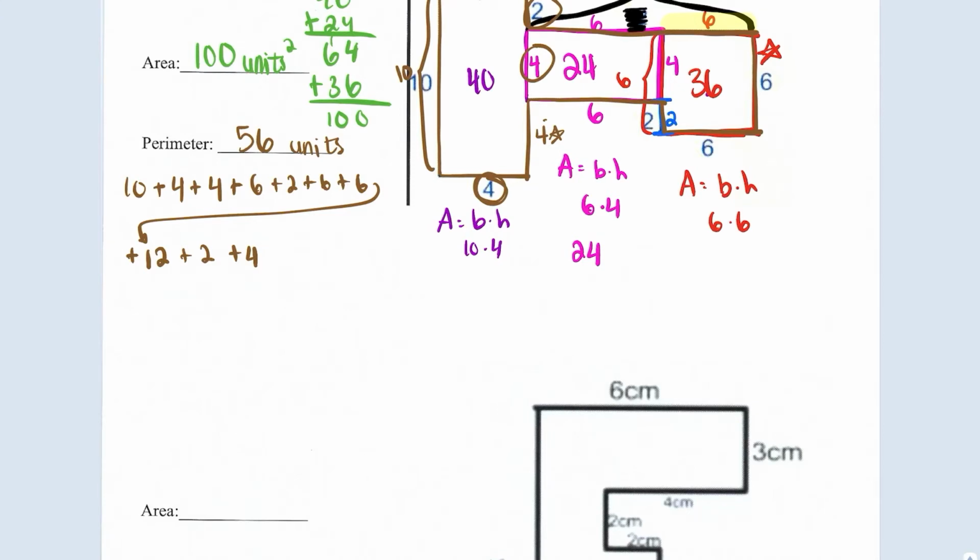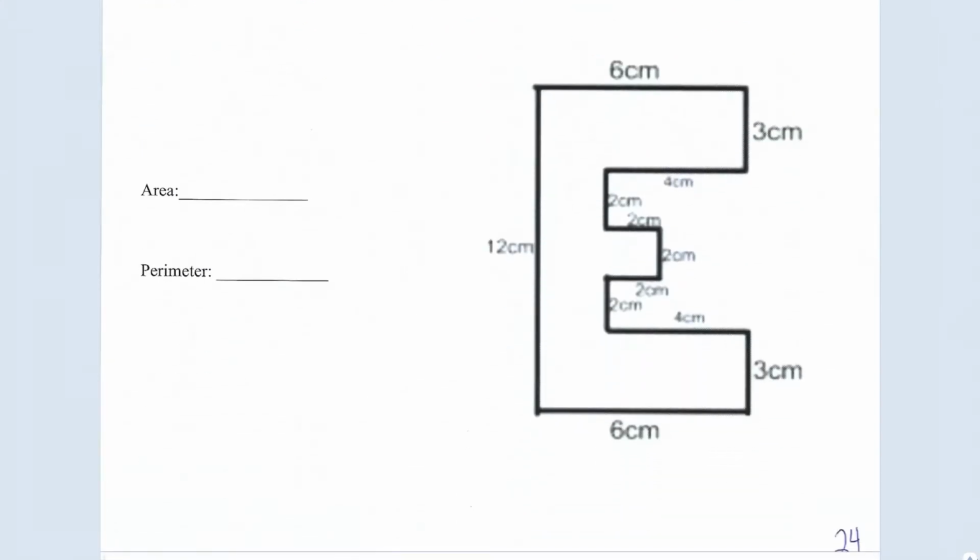And I don't have any units, so I'm just going to write units. So let me double check just in case. 10 plus 4 gives me 14, plus 4 gives me 18, plus 6, 24, plus 2 is 26, plus 6 is 32, plus another 6 is 38, plus 12 is 50, plus 2 plus 4 is 56. Okay, there we go. It's always good to double check.